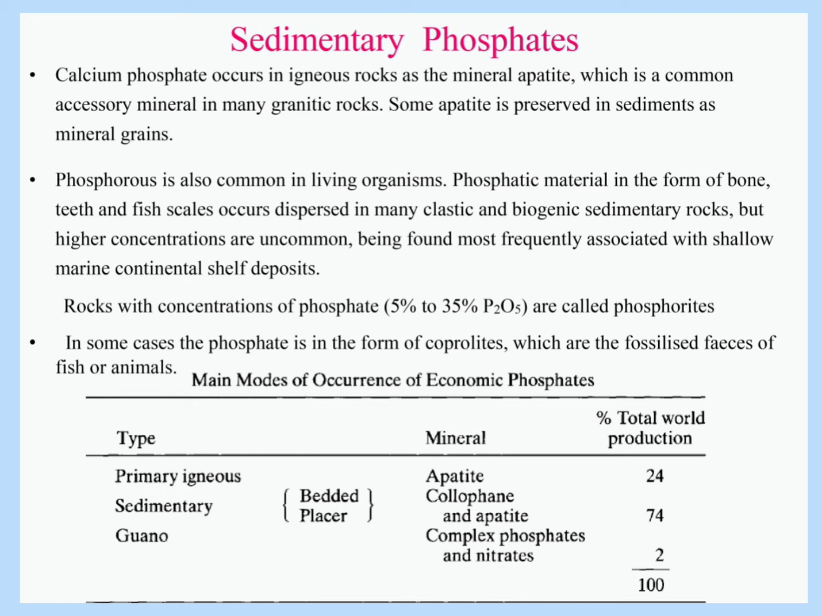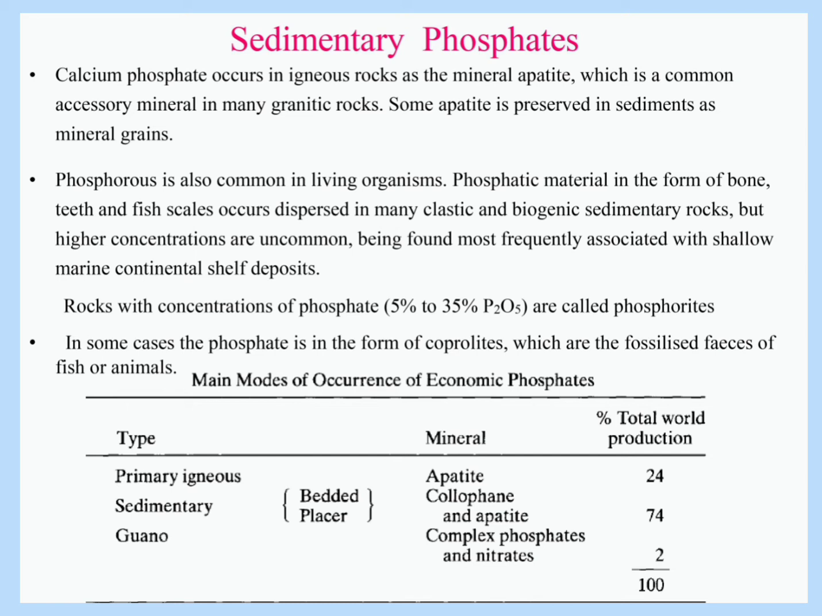Now the rocks with a concentration of phosphate of 5 to 25% are called phosphorite. If you find a rock which has a phosphate content of 5% to 25%, you will call it phosphorite. In some cases the phosphorite is in the form of coprolites, which are the fossilized feces of fish or animals. So the excreta of the fish or animals get enriched in phosphate content. So these are also a source for phosphate.